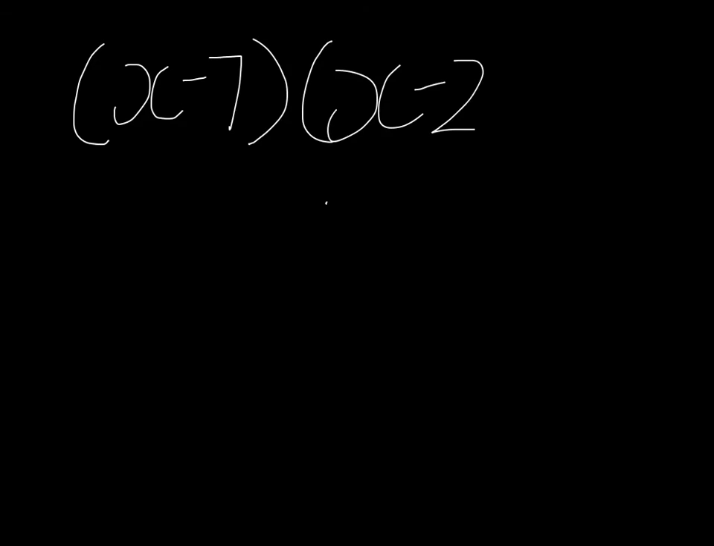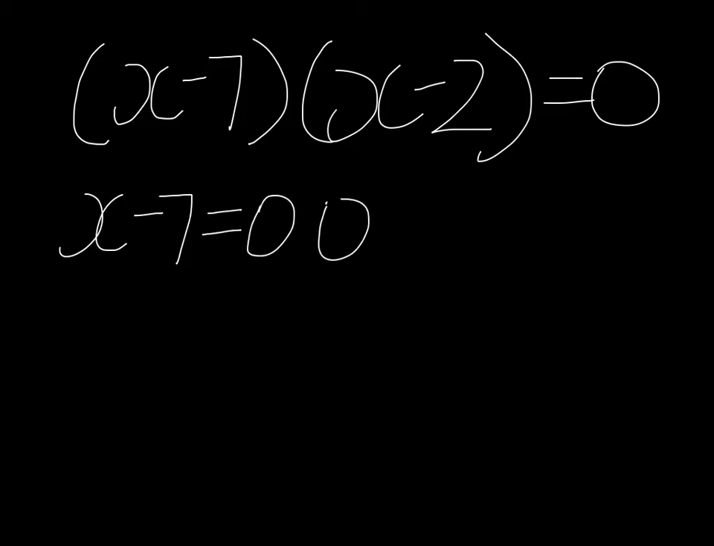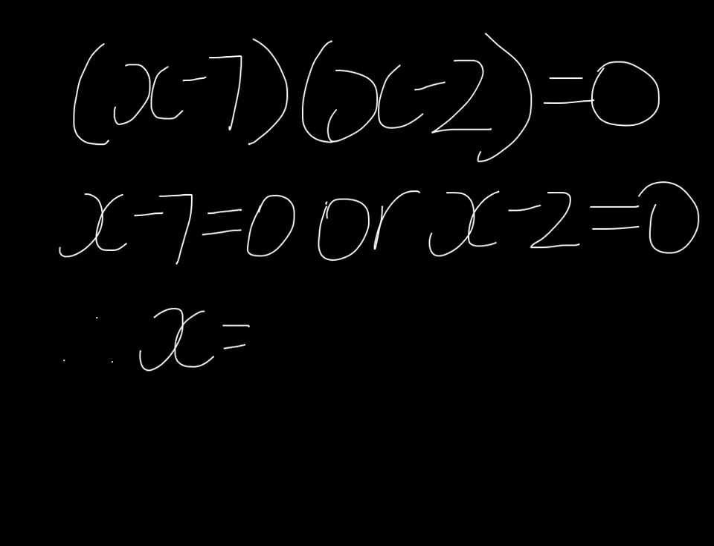Let's write that. So x take 7 times x take 2 equals 0. So we know that x take 7 is 0, or x take 2 is 0. So therefore, x equals 7 or 2.